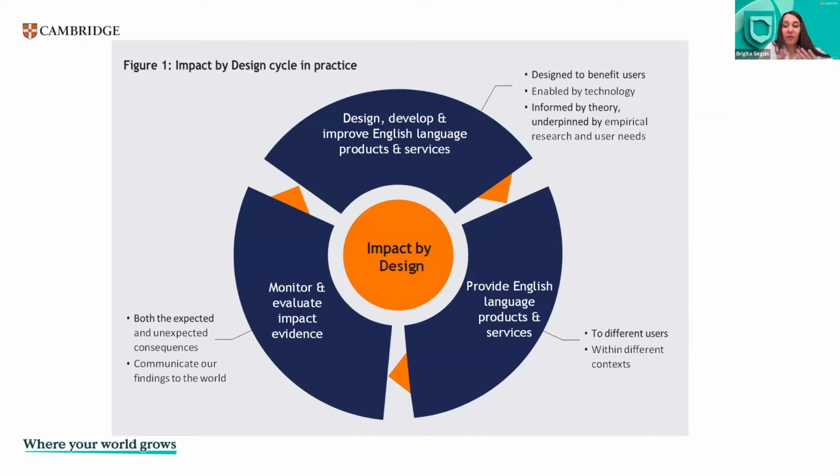Once they are out there and once they're being used, of course, we provide these services to different users within different contexts. And then when they're being used, we start doing case studies. So we're starting to collect evidence of the impact that they're having, focusing on both expected and unexpected consequences. And we communicate that impact to the world. And if we see that something is not working quite like it should, then we go back to the design process and we tweak and we fix things that are not working, and we go through the same cycle again and again for as long as the products are being used.